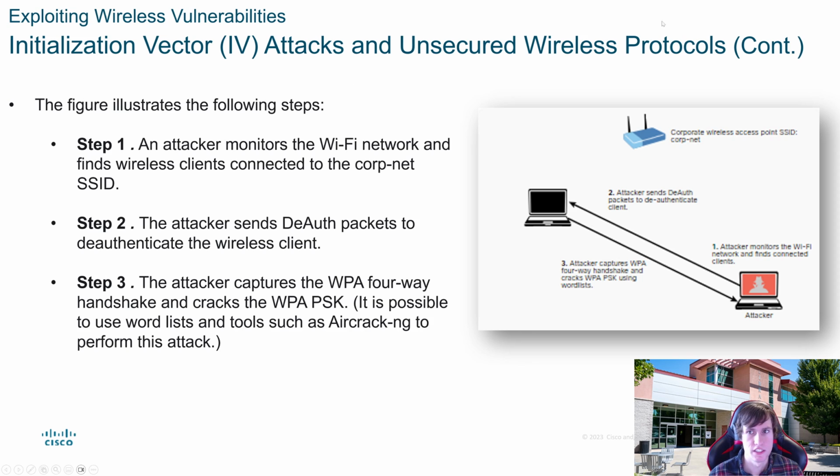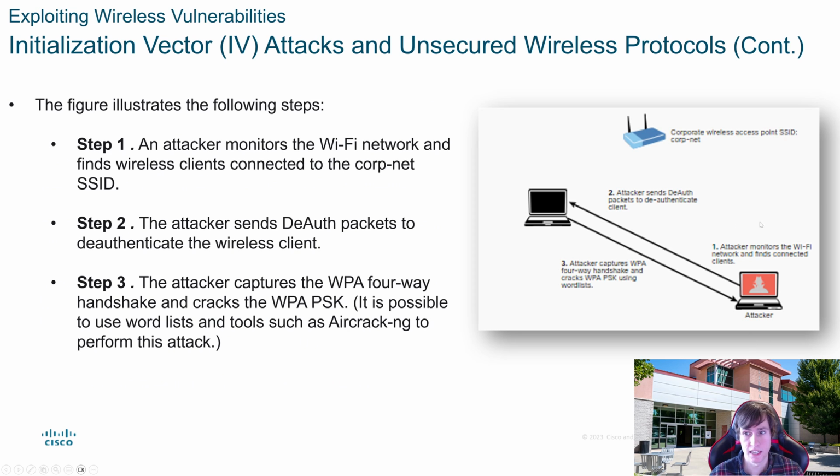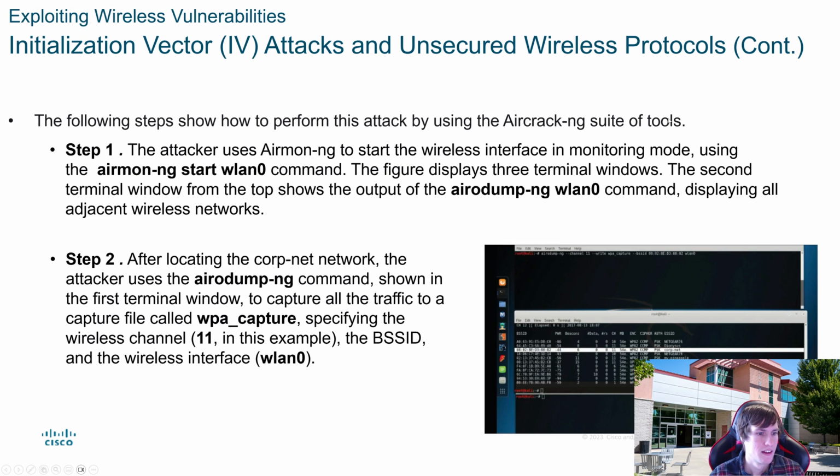So here are the steps for this kind of attack. An attacker monitors the Wi-Fi network and finds clients connected to CorpNet, right? So we figured out by listening to the traffic that there is an access point called CorpNet. The attacker sends deauth packets, so we're going to drop this client off of the wireless access point. Then the attacker captures the WPA four-way handshake, so when we deauth here, it's going to attempt to reconnect, right? That's when that four-way handshake shown here is going to fire again to re-authenticate. Then we're listening at that point, so we actually get to listen to the four-way handshake, and then we crack the pre-shared key. Bingo, we're in.